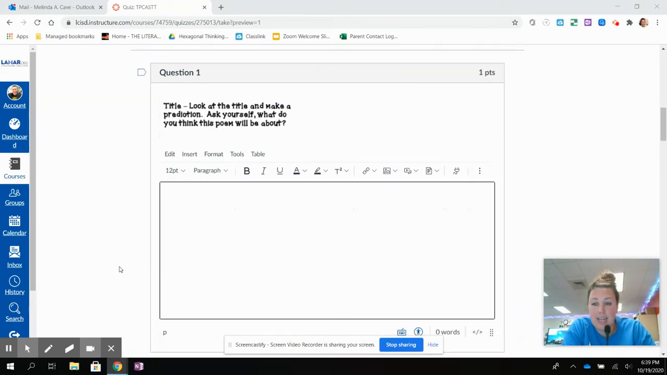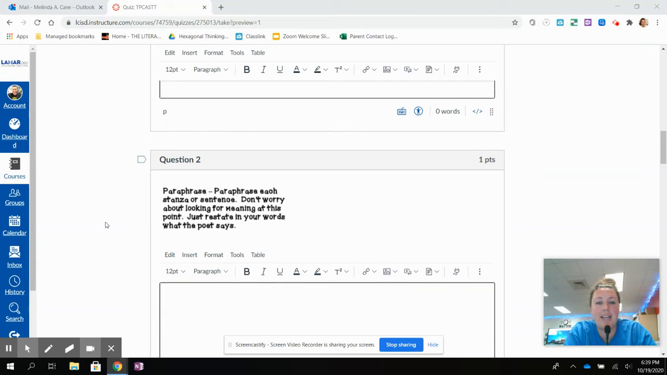So the first T in TPCASTT stands for title. We're going to look at the title and make a prediction. We're going to ask ourselves, what do we think the poem will be about? So if I was answering this, I would type the title of the poem is The Hollow, and I believe that means maybe I'm going to research and see what hollow even means. Just before I even read the poem, I'm going to think about what it might be about. And sometimes we might not know that answer. The title might not give us enough information. And that's okay. We just want to do our best.